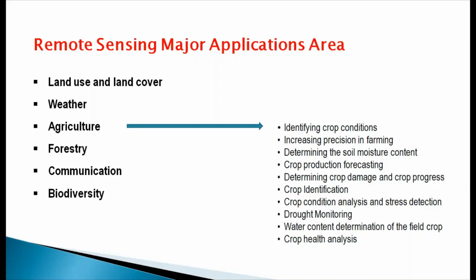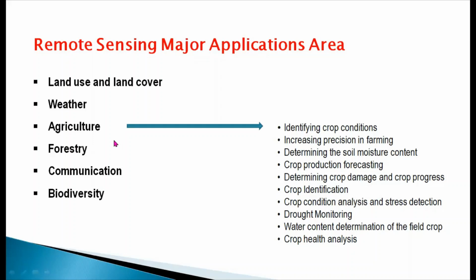So remote sensing application, or remote sensing, can be used for land use or land cover. It is being used for the weather. It's being also used for agriculture, forestry, communication, and biodiversity. These all applications have a different background, different sources, that how they are being used, in what way these applications are being used in weather, in agriculture, and forestry, in communication.